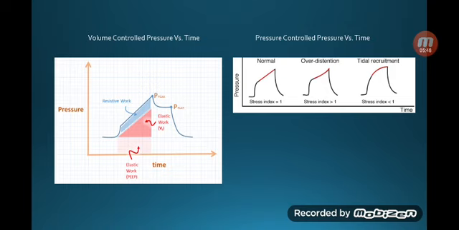So pressure versus time is one of the basic but also important curves. We're going to start with the volume target pressure versus time curves. On the volume target modes, your pressure versus time curve would usually look like this.